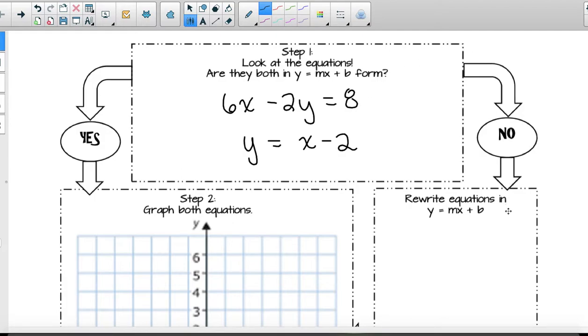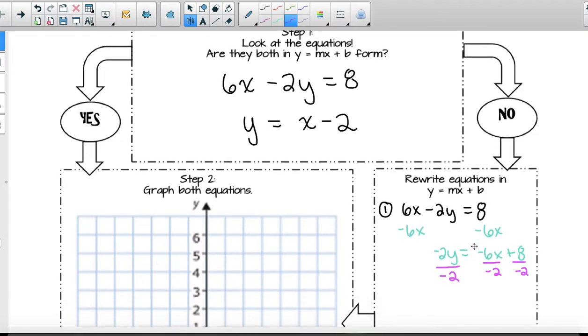So we're going to follow this side. The first equation of 6x minus 2y equals 8 needs to be rewritten in slope-intercept form. The first step is to subtract the 6x from both sides, and we'll be left with negative 2y equals negative 6x plus 8. We could put it as 8 minus 6x as well, or we can write it as negative 6x plus 8. The next step would be to divide everything by negative 2.